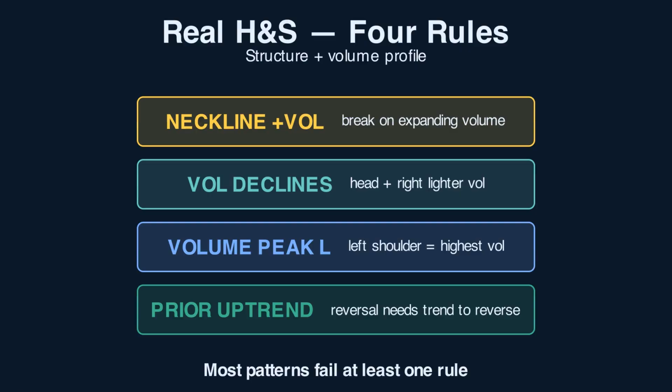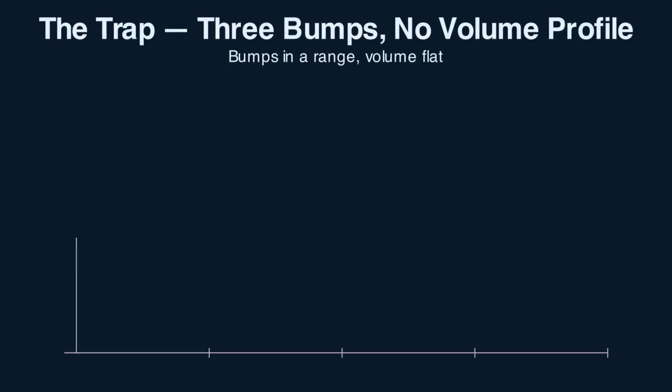4. The neckline break must come on expanding volume, institutional commitment to the reversal. Miss any one of these and the pattern is unreliable. Watch this in a synthetic chart.